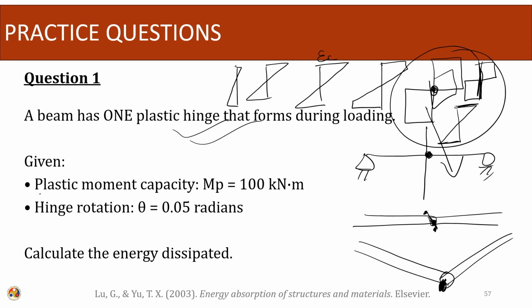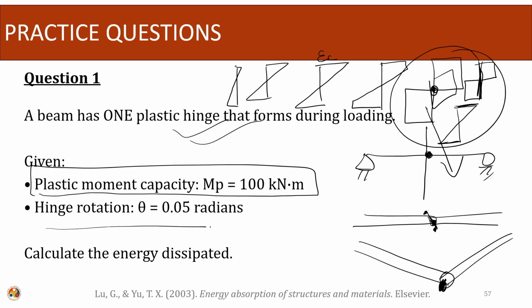So, let us say that the plastic moment capacity is given by this quantity, Mp is 100 kilonewton meter, and the hinge rotation is 0.5 radians. We have to calculate the total energy dissipated by the formation of this plastic hinge. So, let us look into that.